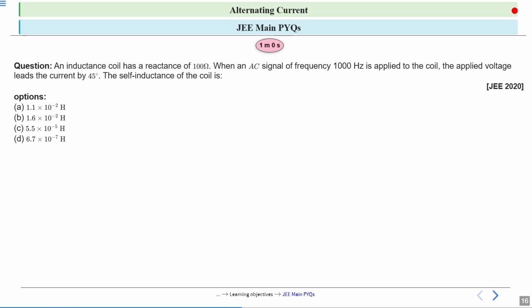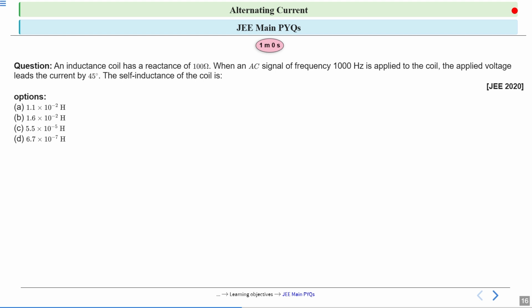Next question. An inductance coil has a reactance of 100 ohm. When an AC signal of frequency 1000 Hz is applied to the coil, the applied voltage leads the current by 45 degree. Now, in the case of a purely inductive circuit, the phase difference between current and voltage is 90 degree. Here, the phase difference is 45 degree. Means some other component is also connected.